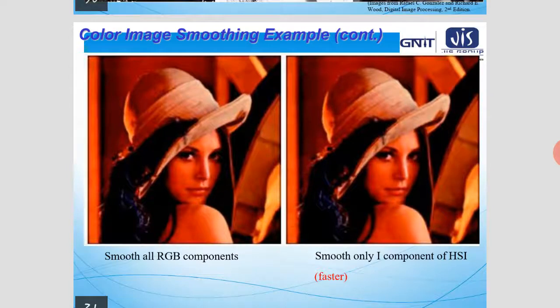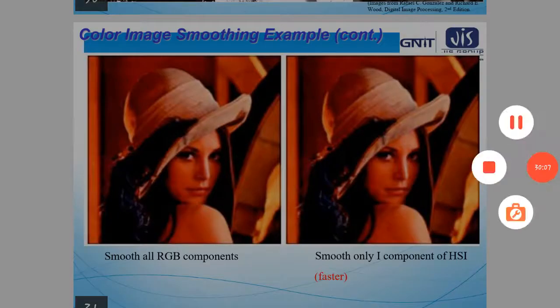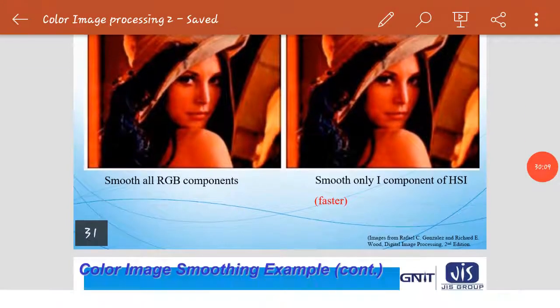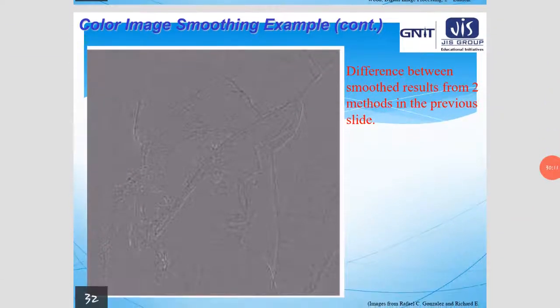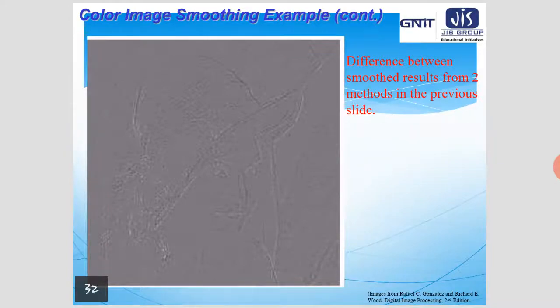Now the first image is smoothing all RGB components, and the second image is smoothing only one component of HSI, which is much faster, as described here. Here we can see the third example, the difference between the smoothing results from the two methods in the previous slide. So for the corresponding RGB and HSI models, if we take the difference, the output image will look like this.